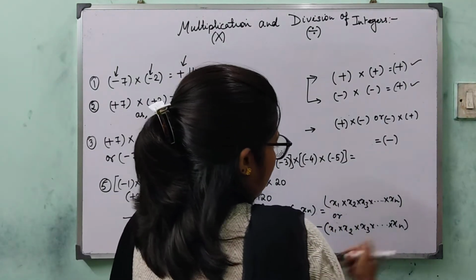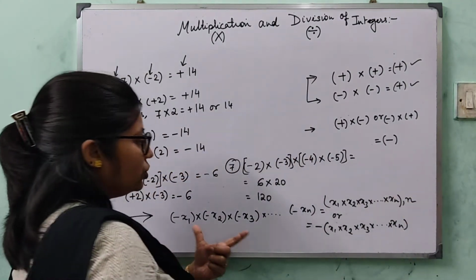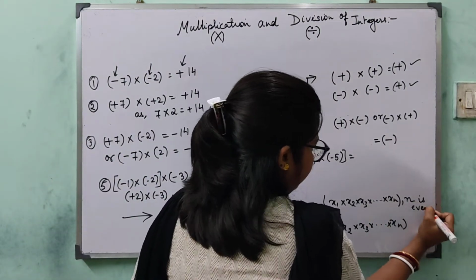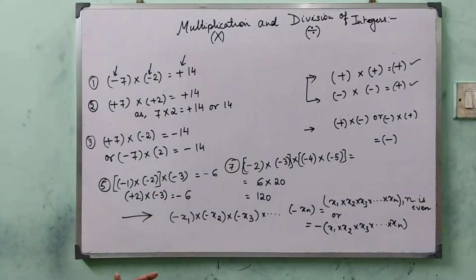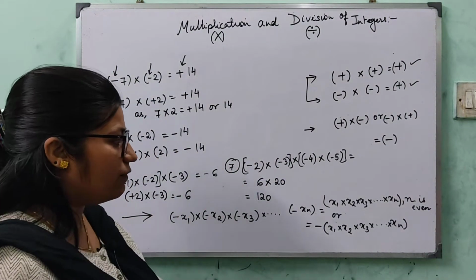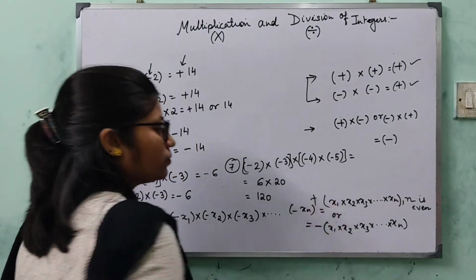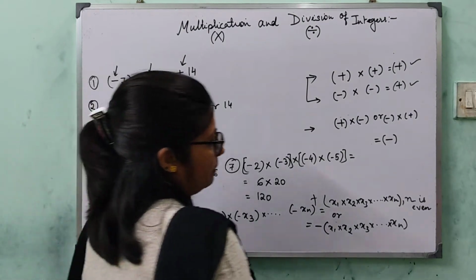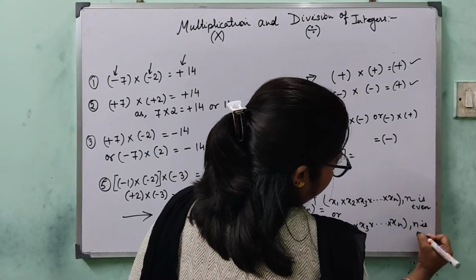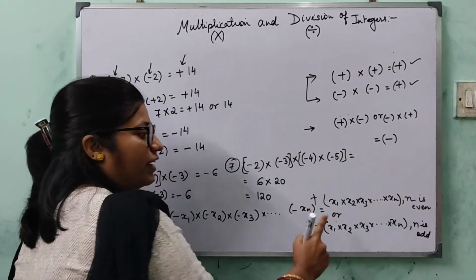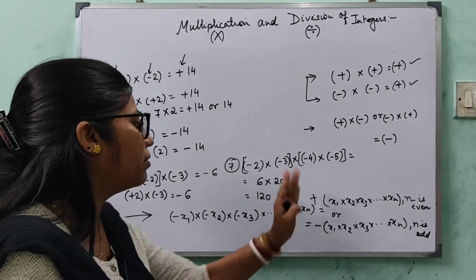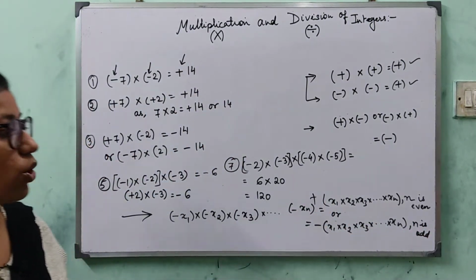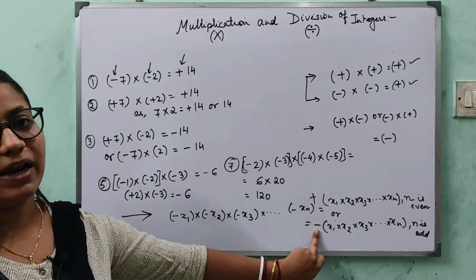You will have a positive sign when the number of negative integers involved is even. When the number of negative integers involved in the multiplication is even, the product has a positive sign. And if the number of negative integers involved in the multiplication is odd, please remember, n is the number of integers, so if n is odd, meaning the number of integers in the product is odd, then the product will have a minus sign.